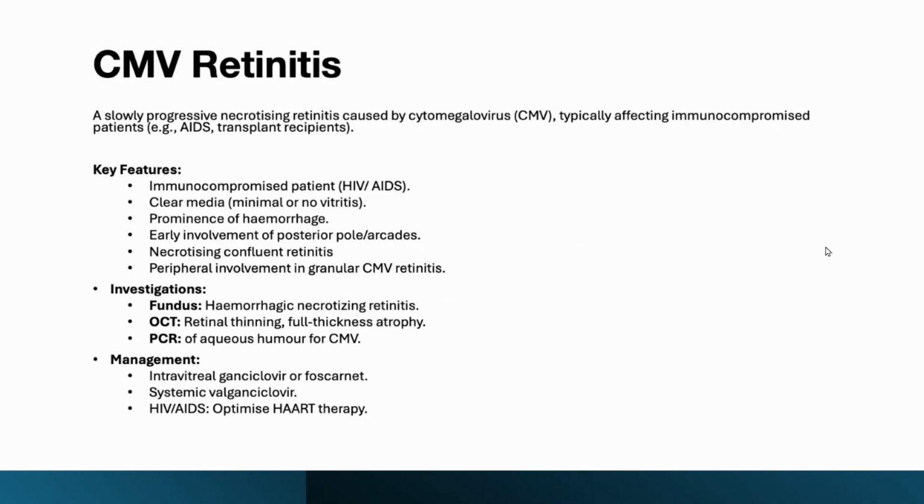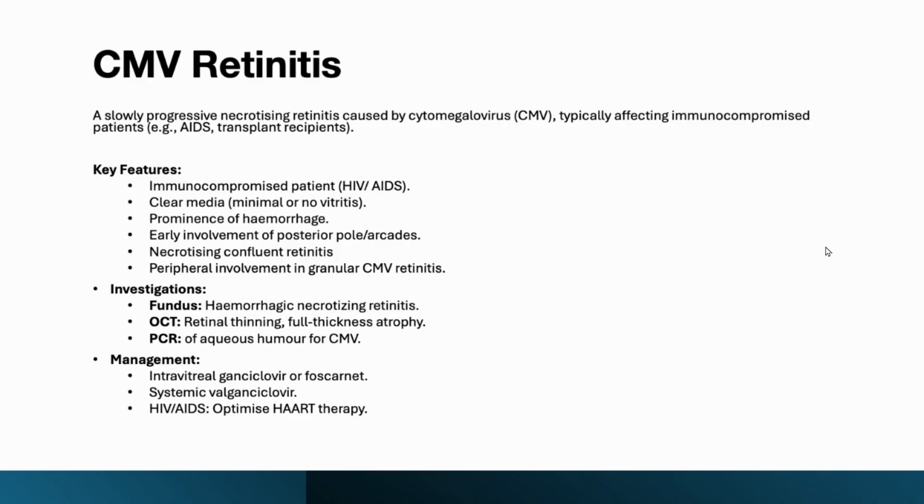So, cytomegalovirus (CMV) retinitis is a slowly progressive necrotizing retinitis caused by CMV, typically occurring in immunocompromised patients, such as those with advanced HIV, AIDS, or transplant recipients. Unlike ARN, which typically presents with a significant vitritis and peripheral necrosis, CMV retinitis usually affects areas around the optic nerve and blood vessels, with little to no vitritis.